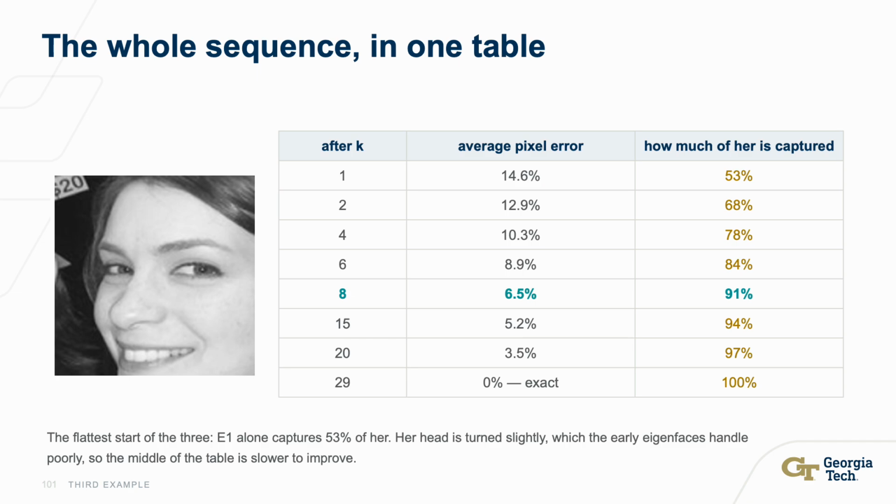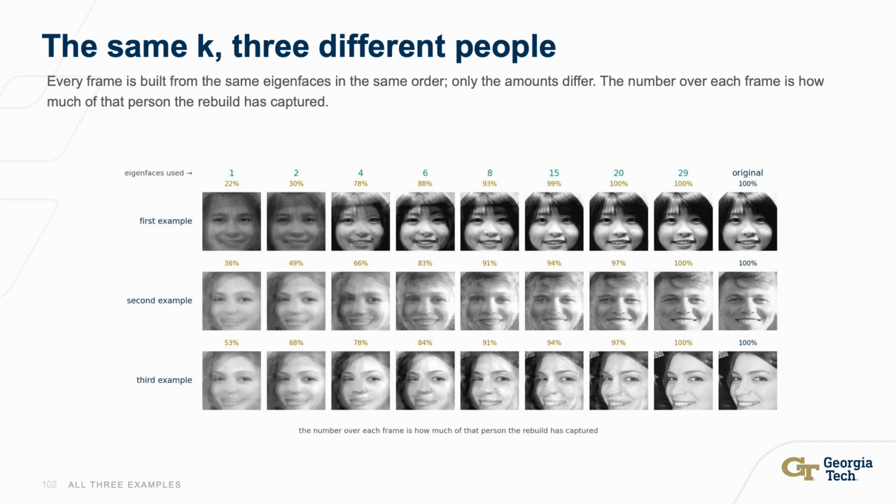model was built from. 3 people side by side at the same number of eigenfaces. Read this down as a column rather than across the row. At eigenface 1, the 3 are at 22, 36, 53%. They start in very different places because how far a person sits from the average along the first direction is the fact about that person.